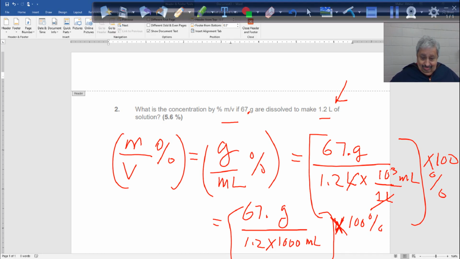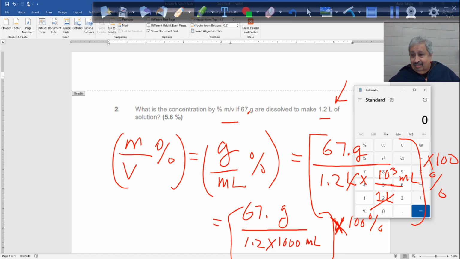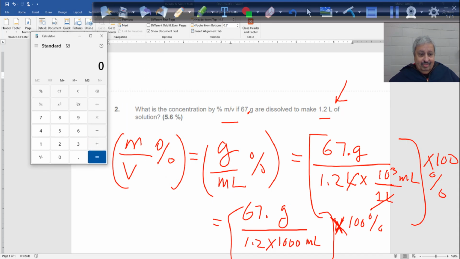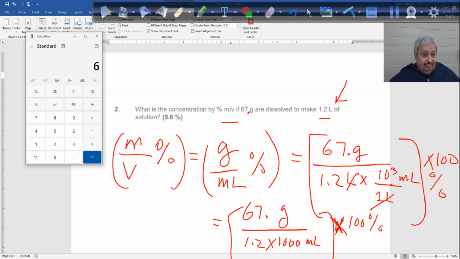Okay, so you force me to calculate? Okay, I don't mind. Here it is. So we have 67 divided by 1.2, divided by 1,000, and then multiplied by 100%. This is 5.583. That's the answer, correct?